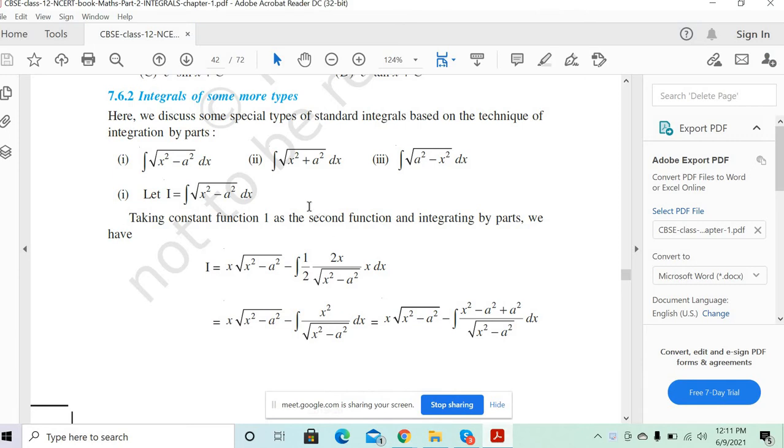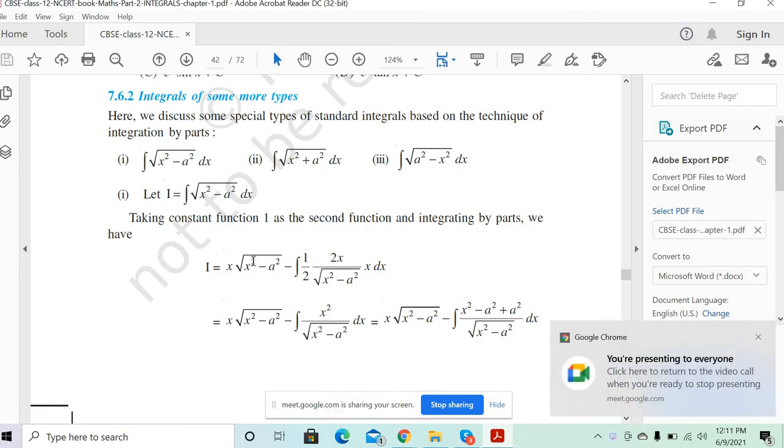Yeah, Vijay, can you see my screen now? Yes, sir. Okay, so let's go with the first part.